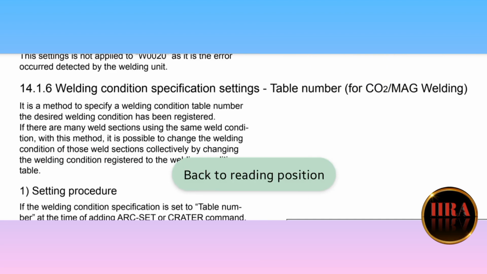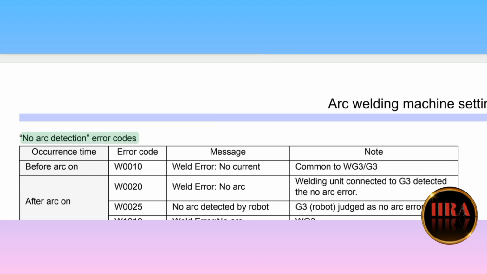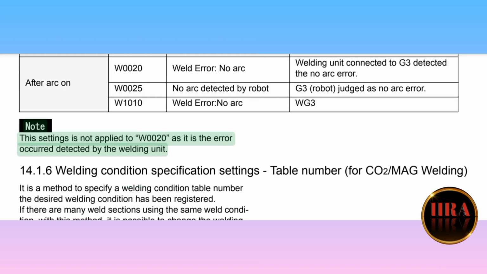OM1009082E17187. No arc detection, error codes. Note this setting is not applied to W0020, as it is the error code detected by the welding unit.